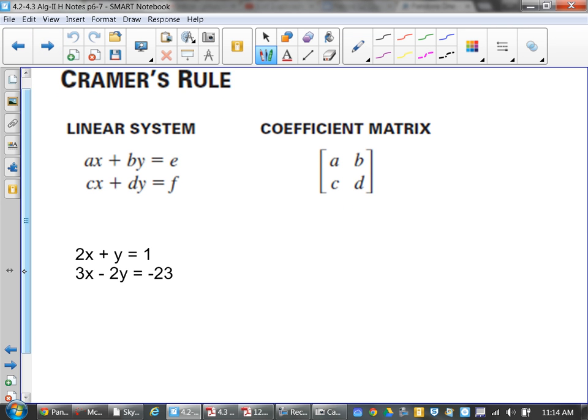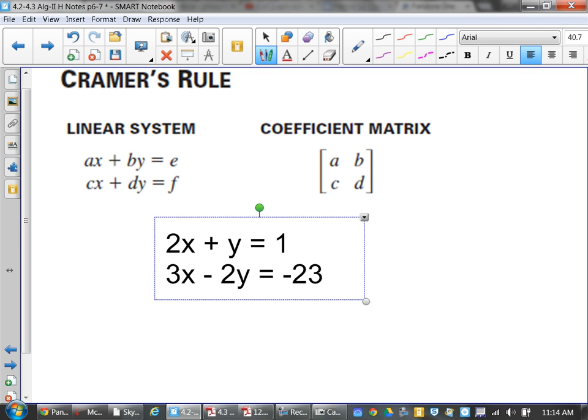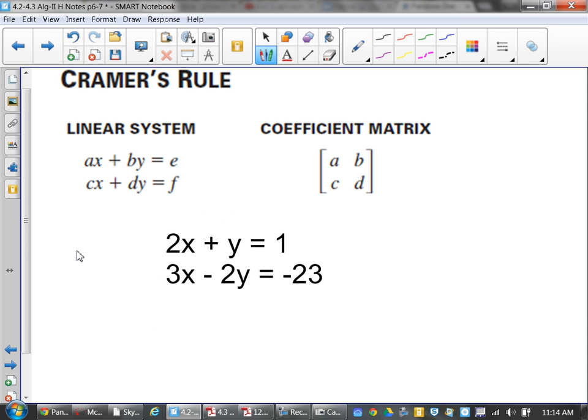I'm going to use this system as our example. Cramer's rule is always going to start out the same exact way. What you're going to be looking for is the coefficients of the variables. First of all, the mistake you're going to make is you're going to forget to put a negative in.